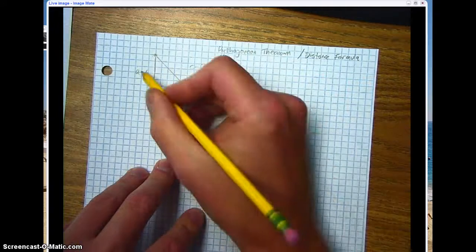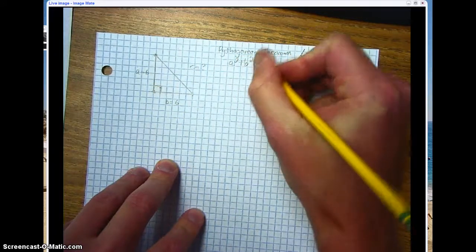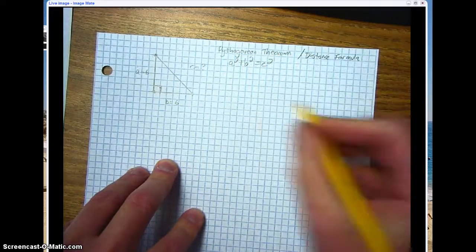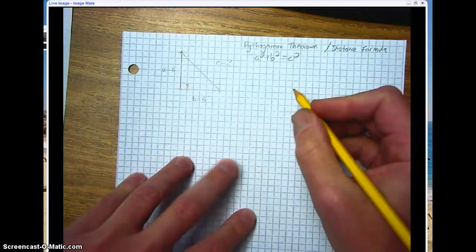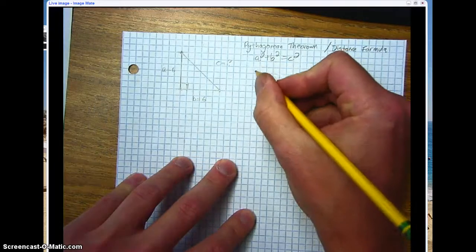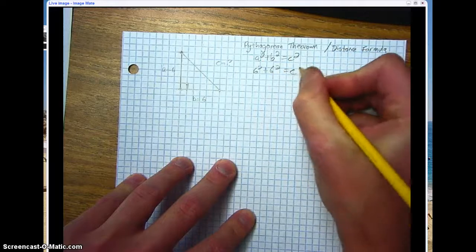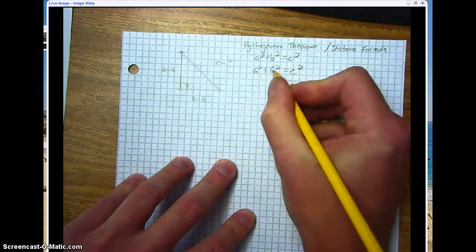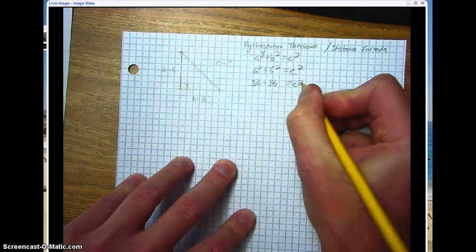Anyway, all you do is you plug these into this Pythagorean theorem, a squared plus b squared equals c squared. You've done this before, except now we're going to do it with simplified radicals rather than a calculator. So if a is 6, 6 squared, b is 6, 6 squared, equals c squared. Square both of those, so it's 36 plus 36 equals c squared.